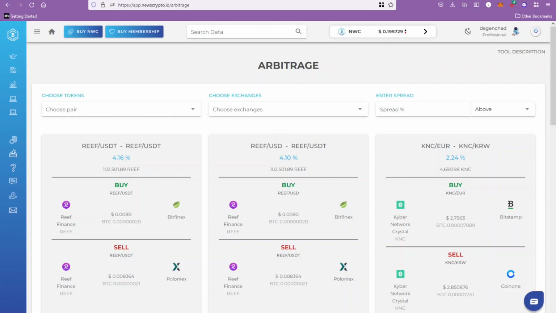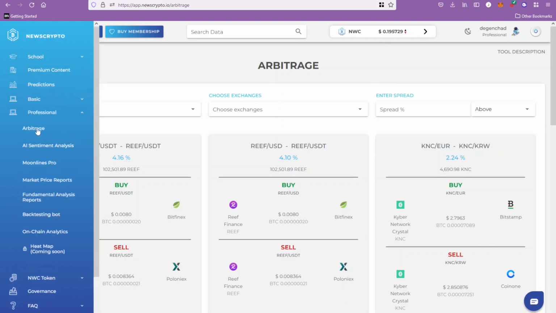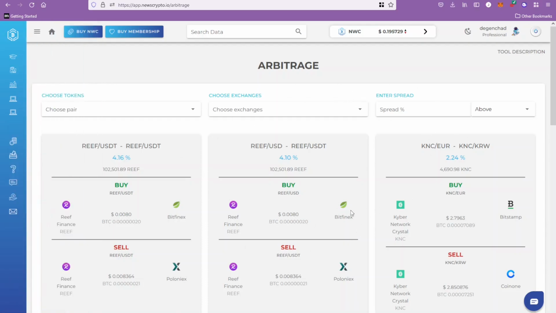So today we're going to be using the platform on the News Crypto site, the little platform here, and if you go over to the side here and you go over to professional and you scroll down, you see they've got an arbitrage section, so you click on that and it brings up this screen here.